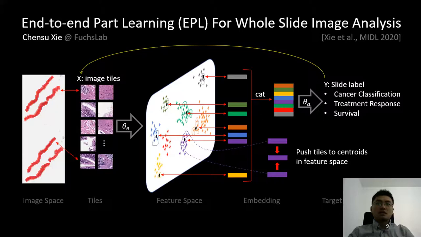So as you can see, this is the illustration of our proposed method. We tile the slides, get image tiles, and embed the image tiles to the feature space, concatenate the centroid approximation tile features, feed through the aggregation layer, and output the slide label. So this is an end-to-end training from the slide label back to the image tiles. And on the other hand, we want to make sure the centroid approximation is good. So we want to push tiles to centroids in feature space.